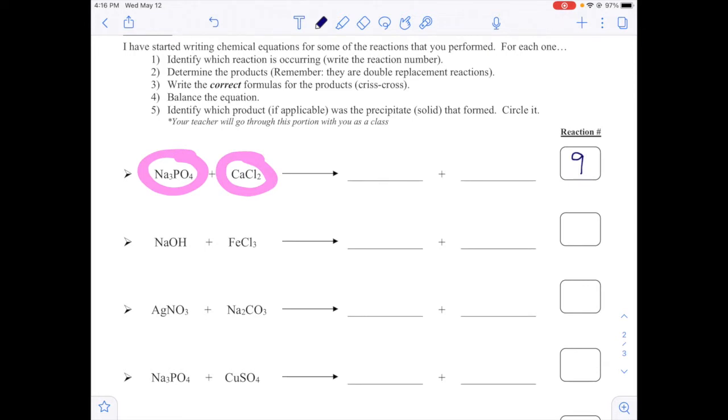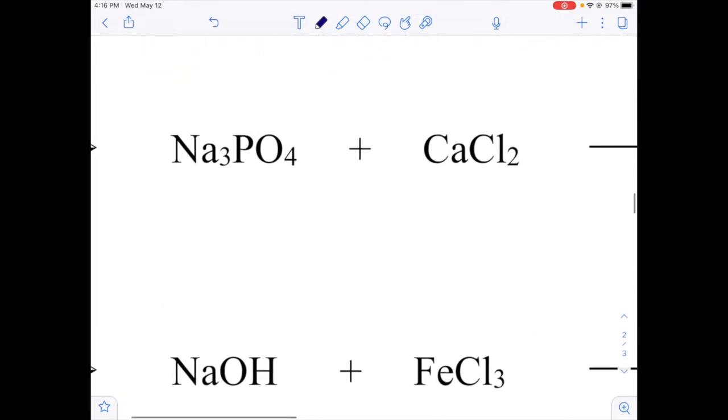Determine the products through these double replacement reactions. Now, depending on how far you've gotten in class, this could be a review for you, or a little bit of a teaching session for you. But remember, with a double replacement reaction, we think of having two positive parts of compounds, and two negative portions of compounds.